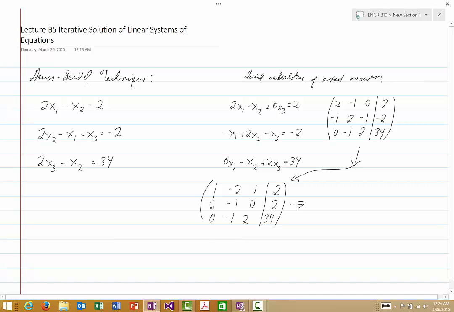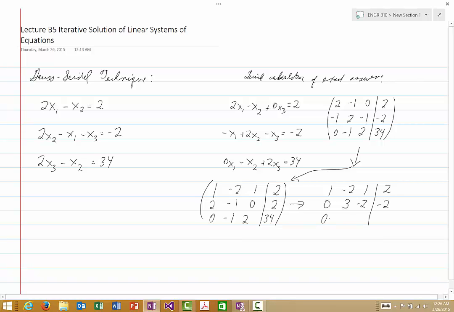Now I'll add negative 2 times the first row to the second row. So I have 1, negative 2, 1, 2. Negative 2 times 1 is negative 2, and add to 2 is 0. Negative 2 times negative 2 is positive 4, and add that to negative 1, and you get 3. Negative 2 times 1 is negative 2, and 0 gives negative 2. And finally, negative 2 times 2 is negative 4, and 2 is negative 2. And we already have a 0 here, so we don't have to worry about that. We can just write down the last row.